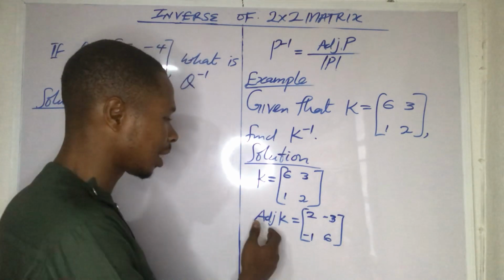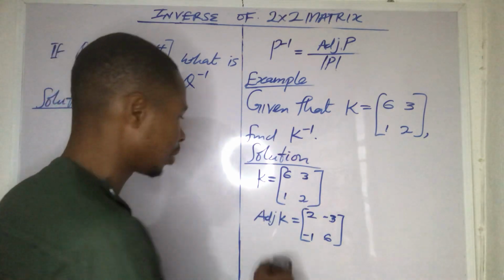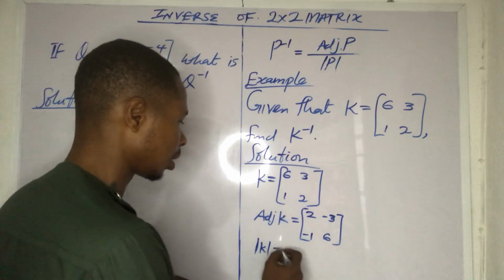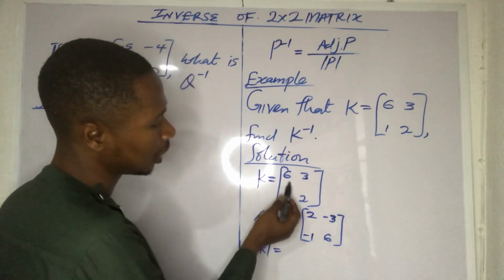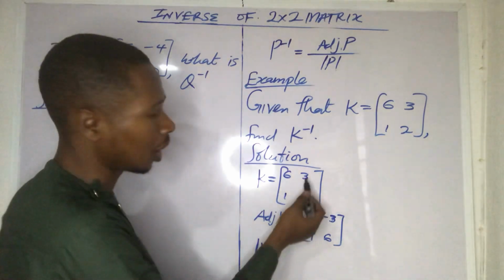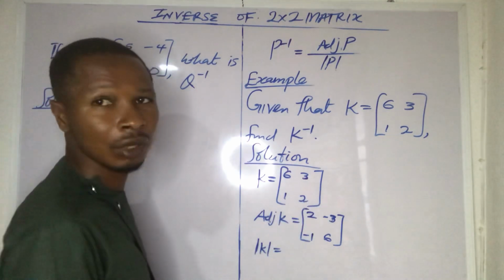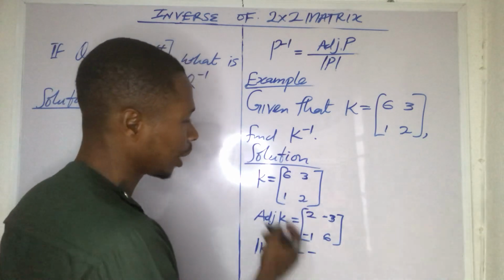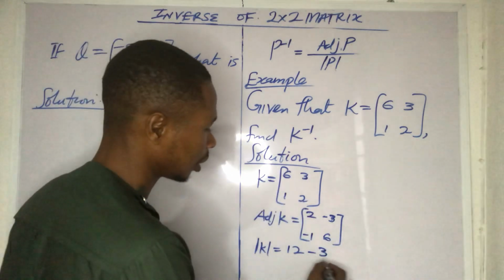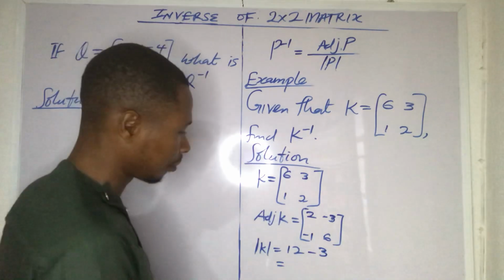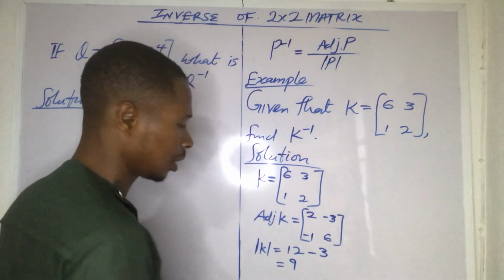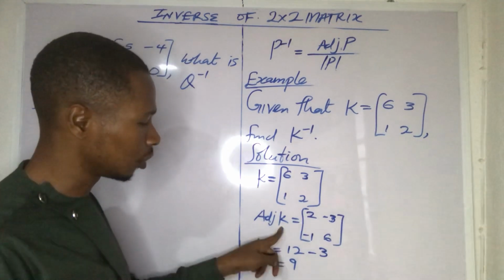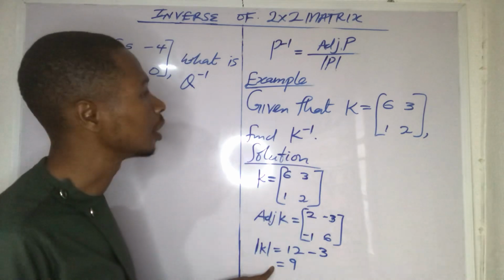Then I'll find my determinant of K also. How do I get determinant? That's my modulus of K. I'll multiply the elements along the leading diagonal, then subtract the product of the elements along the other diagonal from it. That's this multiplied by this, that will give me 12, minus this multiplied by this, that's 3. So 12 minus 3 will give me 9. So this is my adjoint, this is my determinant. Then my adjoint over determinant will give me K inverse.